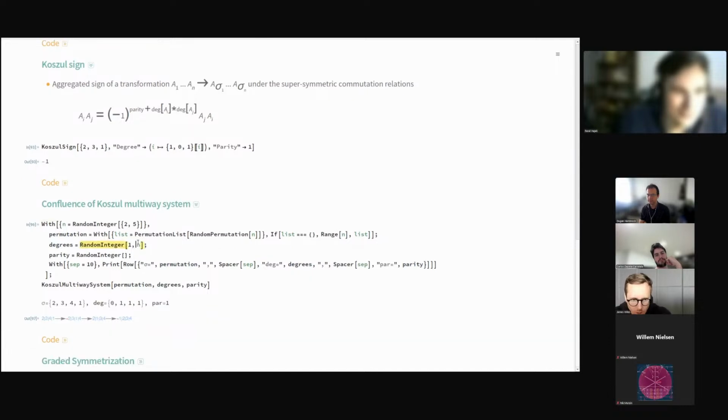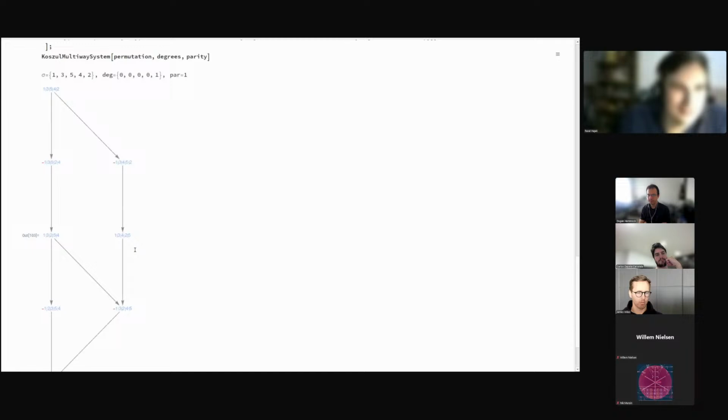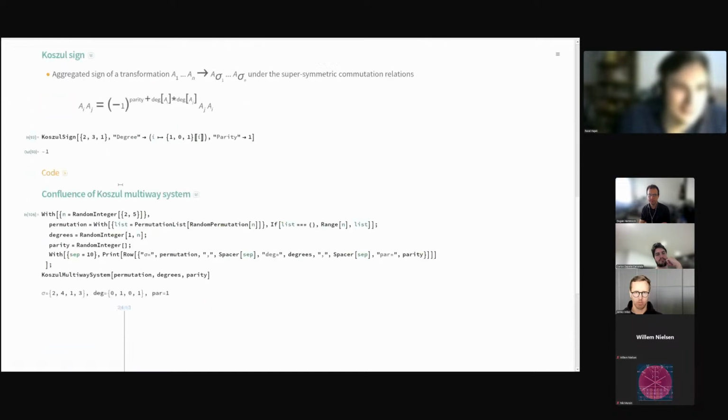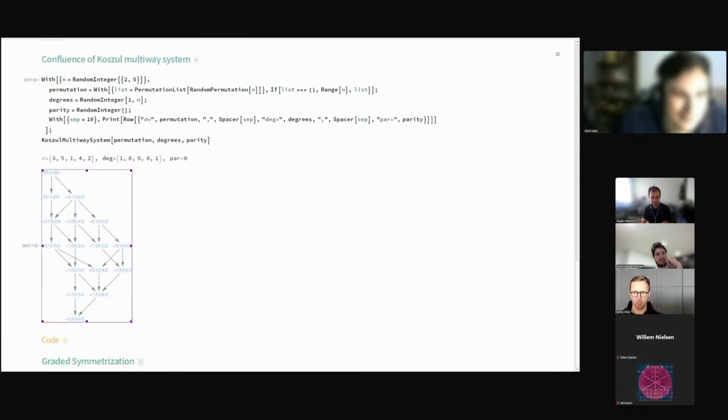I'll wait until it generates something nice. Yes, for instance, is it nice, or maybe I can do even better. I want something with signs. Yes, for instance, here now it looks nice.